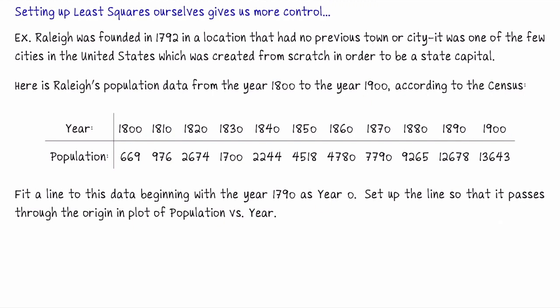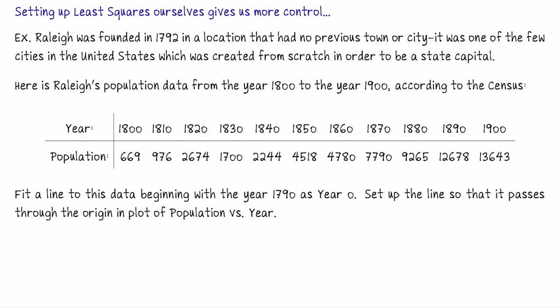Okay, I picked this first example to drop in a little bit of history. So Raleigh, the capital of North Carolina, was intentionally founded in the year 1792. I guess that's when they got a charter or something like that, in the middle of North Carolina, in a place that did not have a previously inhabited town or city. So nobody was living there. They planned it to be the state capital, so it's one of the few capitals in the United States that has that distinction.